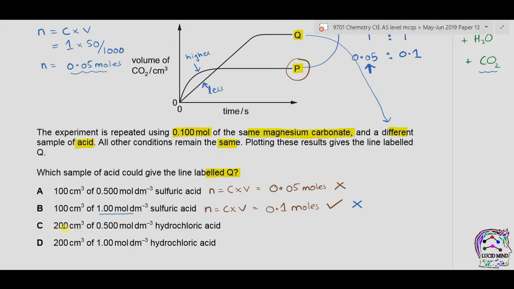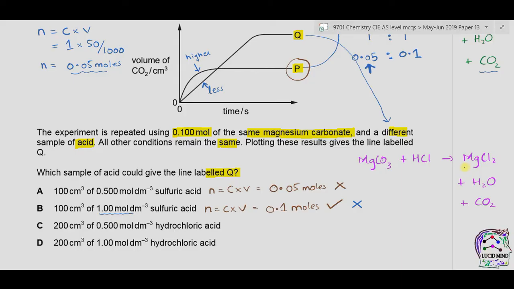Moving towards part C, we have 200 centimeter cube of 0.5 mole per decimeter cube hydrochloric acid. Now the acid has changed, so therefore the balanced equation will also change. Let's write the balanced equation of magnesium carbonate with HCl. So we can write MgCO3 plus HCl. It forms magnesium chloride, water and carbon dioxide. Let's balance this chemical equation.